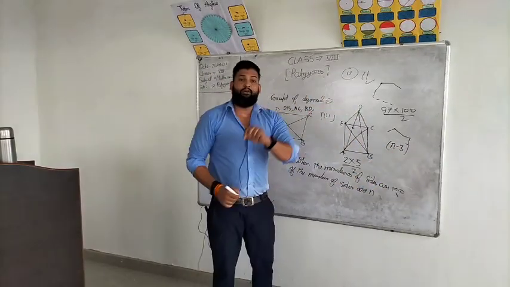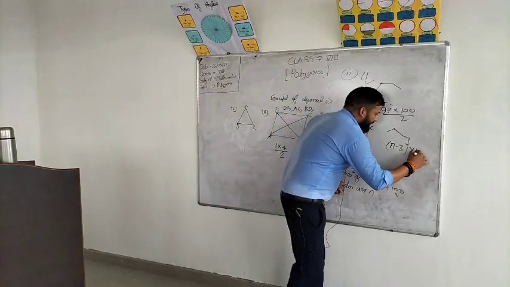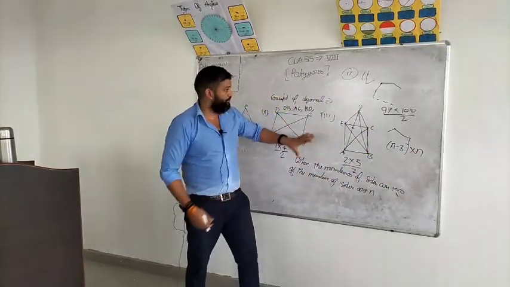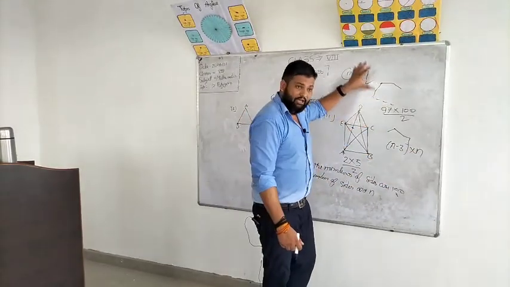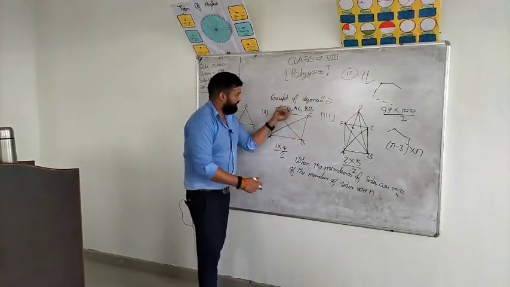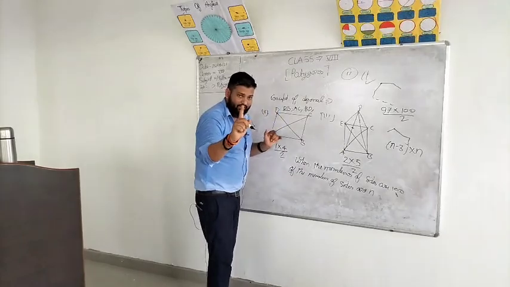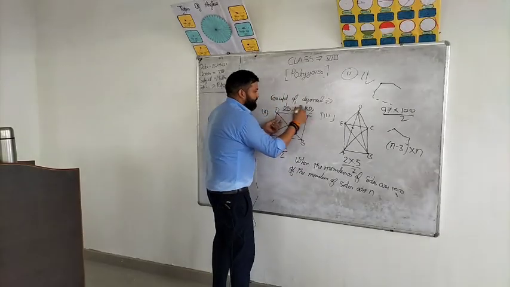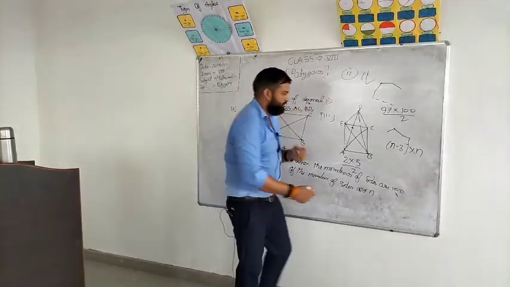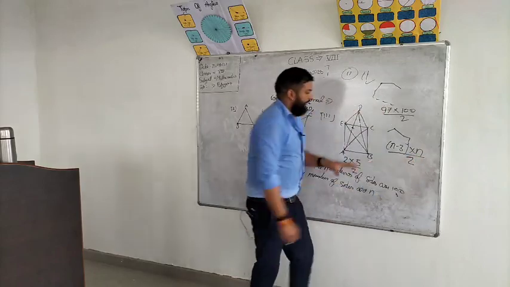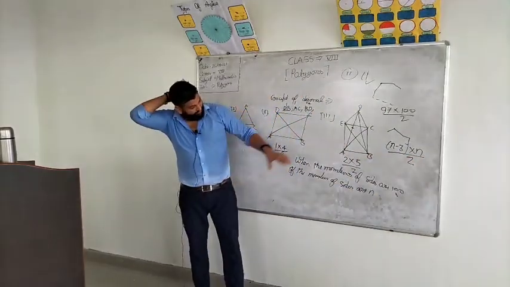And what is the number of vertices? n. And we are calculating double. One diagonal we are calculating as DB and BD. There is only one diagonal, but we are counting it as 1 and 2. So this way we divide by 2, and this is how we find the derivation of the formula.